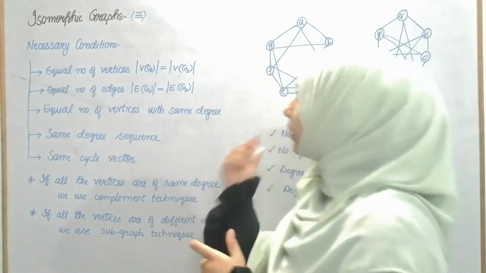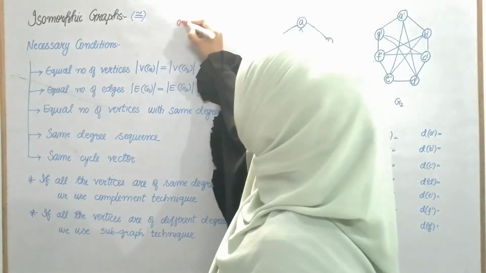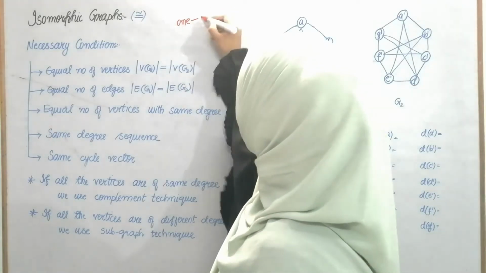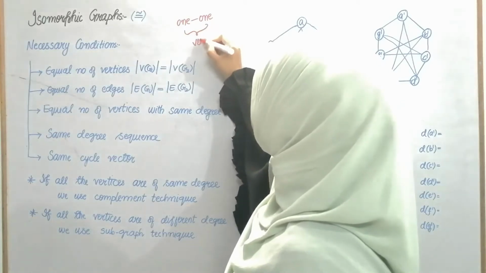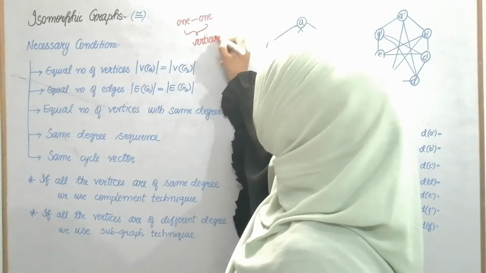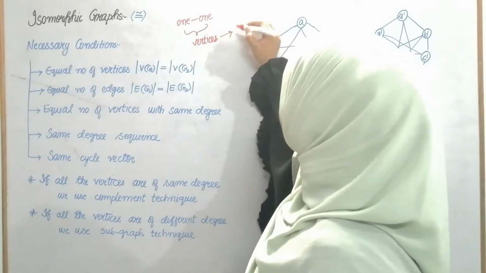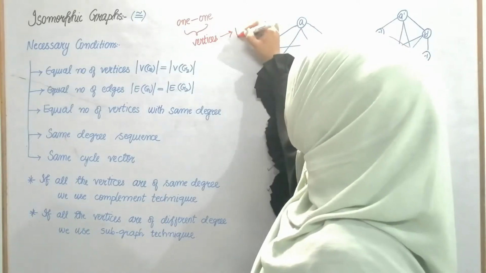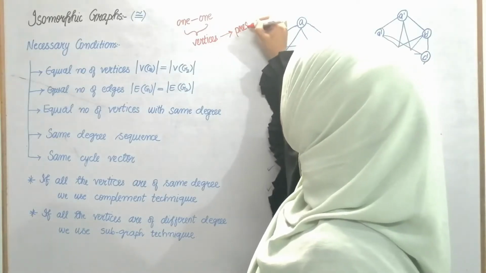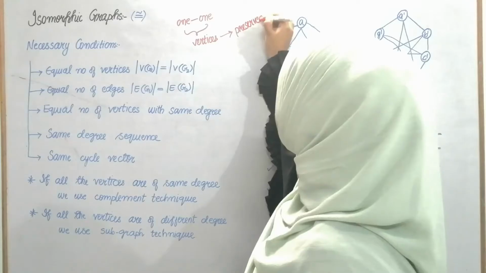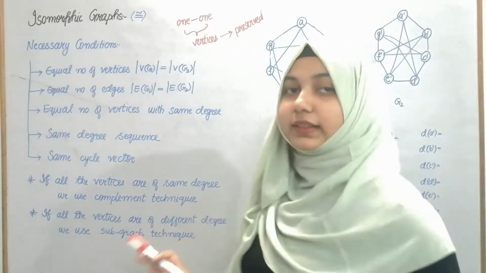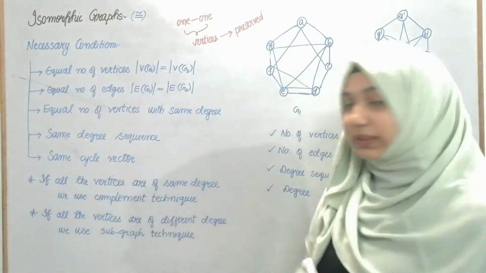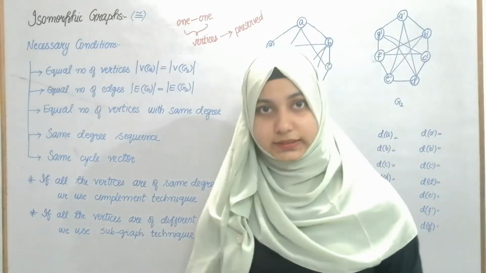if there is a one-to-one correspondence. When you have two graphs, there should be a one-to-one correspondence between the vertices, such that their incident relationship should be preserved. Whichever vertices are incident, that should be preserved. To understand this, we have got some conditions. They should be isomorphic, they should be identical.